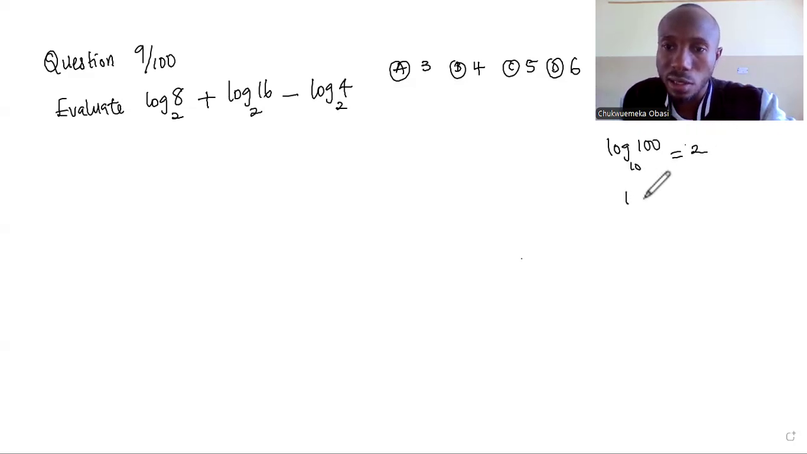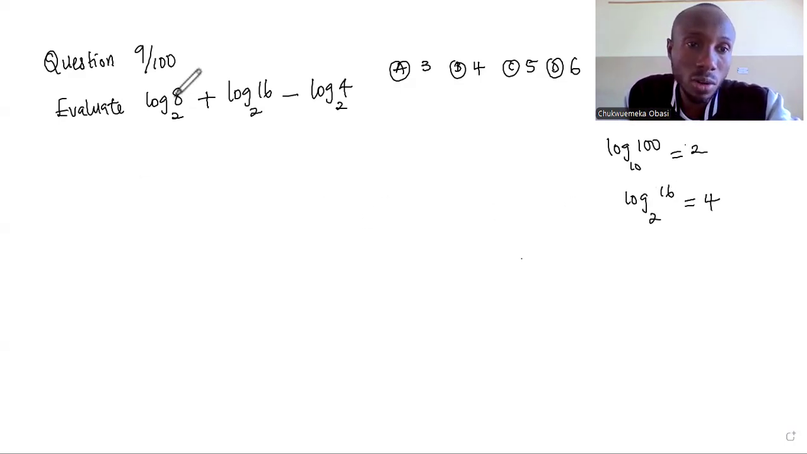If I ask log 16 base 2, this is just asking you, 2 raised to power what will give us 16? That is 4, right? 2 times 2 times 2 times 2 will give us 16. So that's why this is going to be 4. That is how to simplify logarithm. That's really how to simplify logarithm.